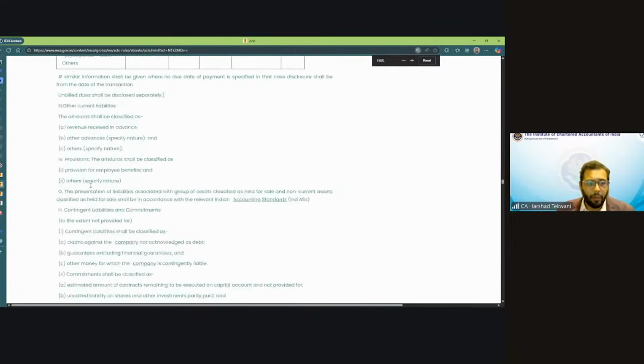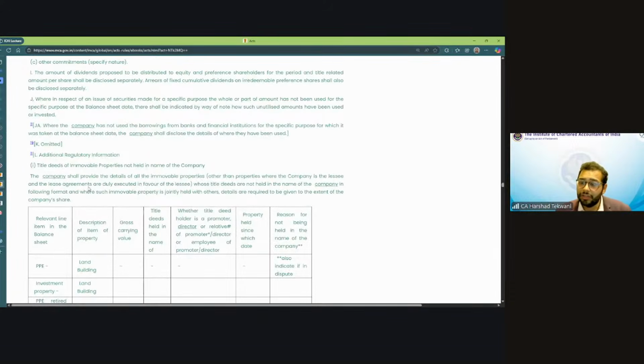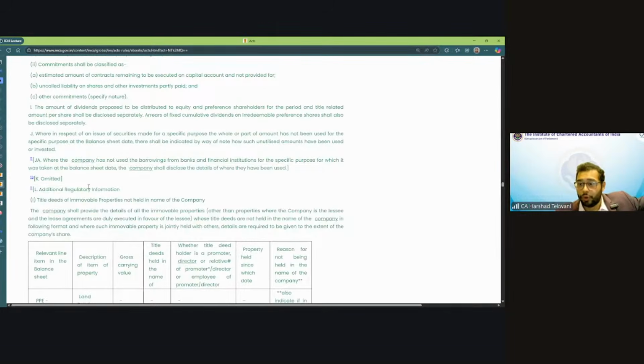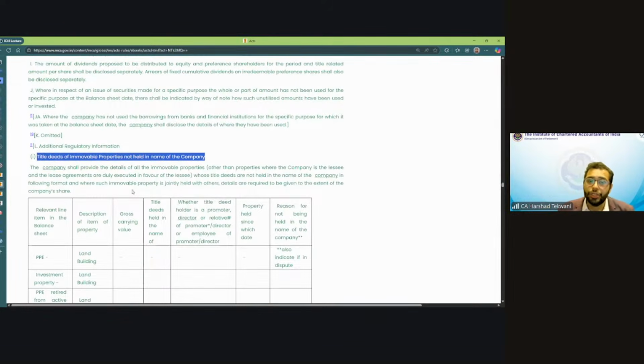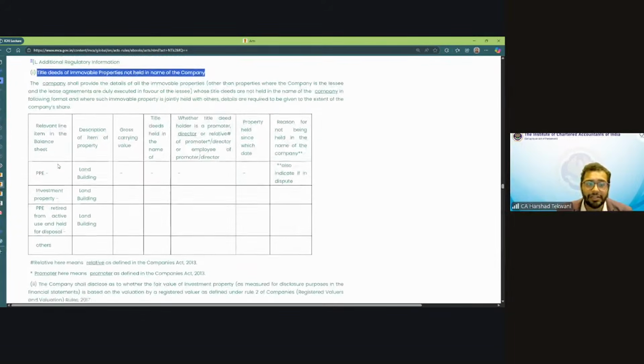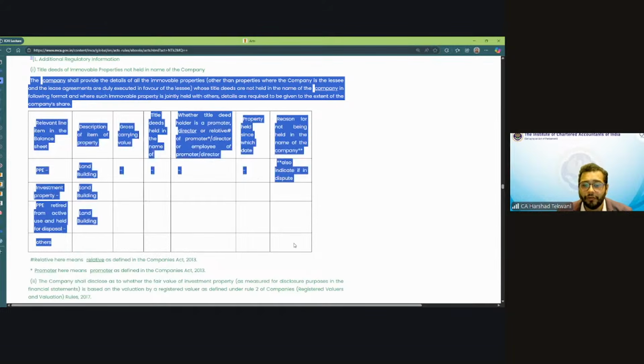Now, why am I taking you through Schedule 3? Because there are certain things already given in Schedule 3 where management has to report. For example, title deeds of immovable property not held in the name of the company. The same point was there in the CARO, but the same point is there in Schedule 3 also as a responsibility on the management. If there are title deeds not in the name of the company, the company has to provide this particular information.